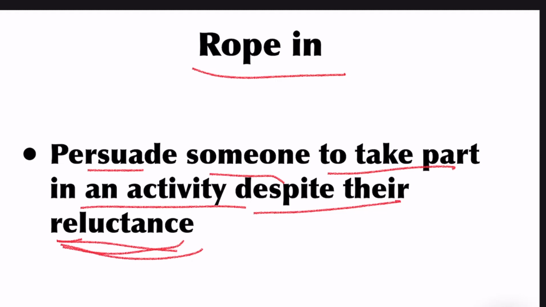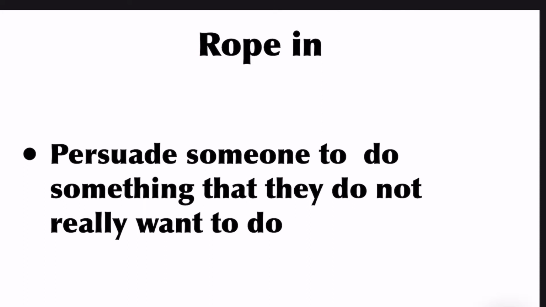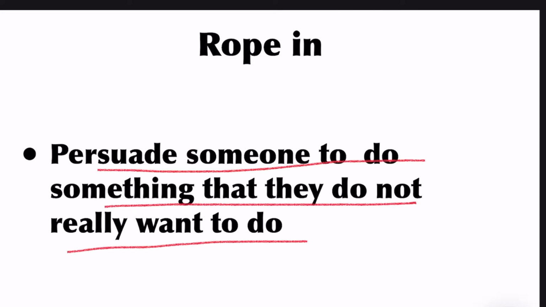They are not willing to do the action, but we persuade them, we advise them, or we make them take part in the activity despite their unwillingness. In that case, we can use the phrasal verb rope in. Persuade someone to do something that they do not really want to do. They do not really want to do the action, but we make them do it. In that case, we can use the phrase rope in.